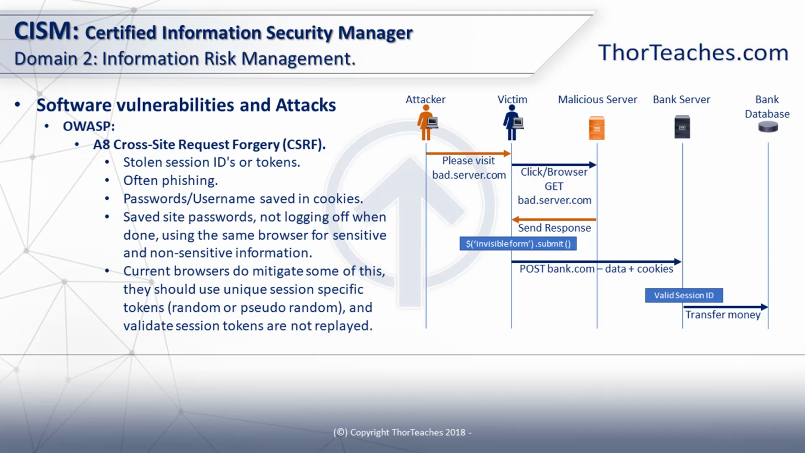The example here over on the right, after the phishing attack has been successful, the victim's browser then accesses the bank server. Since they have the username and password saved, and the bank server sees your PC as a trusted device, it doesn't raise any red flags. Since all of that is in order, the bank database will go ahead and transfer the money. And again, reasonably simple fixes. Don't save your username and password. Log out whenever you're done, and don't use the same browser for sensitive and non-sensitive information.